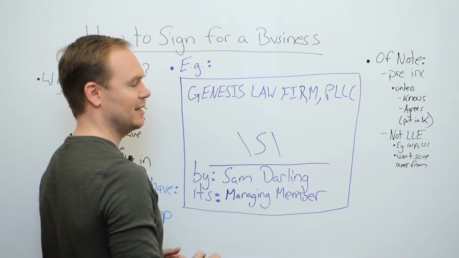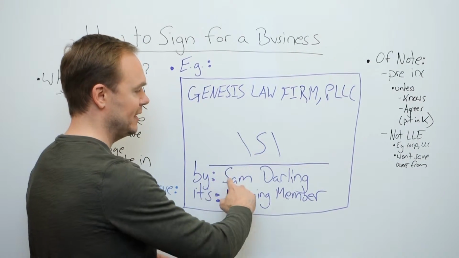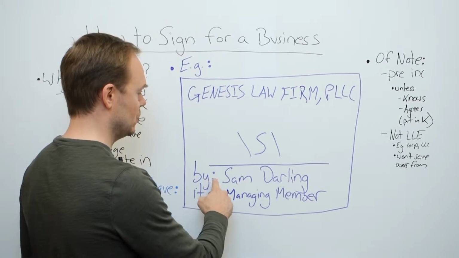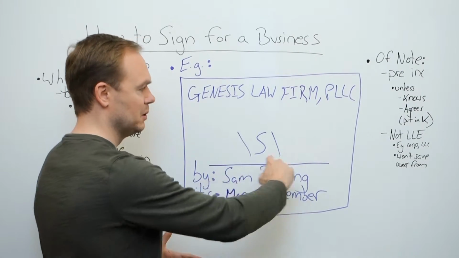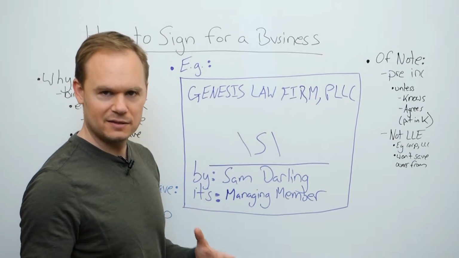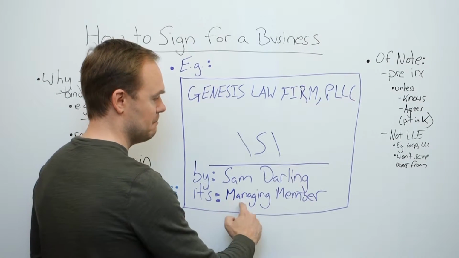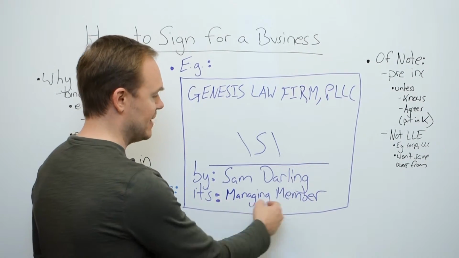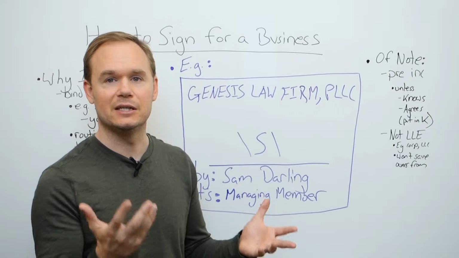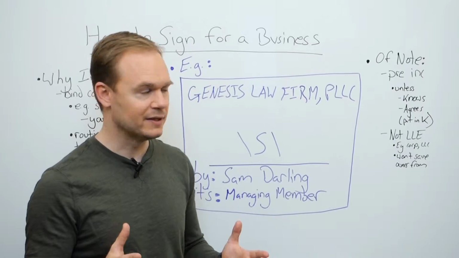Then there would be the signature line. So my signature might go here. Below the signature line is a place for the person to legibly indicate what his name is. So in this situation, I would legibly write out my name below the signature block. And then below that, I would indicate what my signing capacity is. So it says, by Sam Darling, it's managing member. Instead of managing member, you would put whatever your representative capacity is within your business. It could be CEO, it could be CFO, it could be any other position within your business.